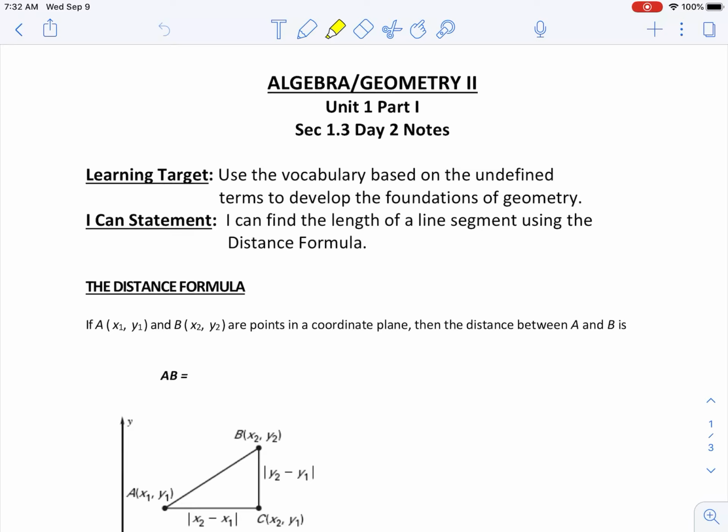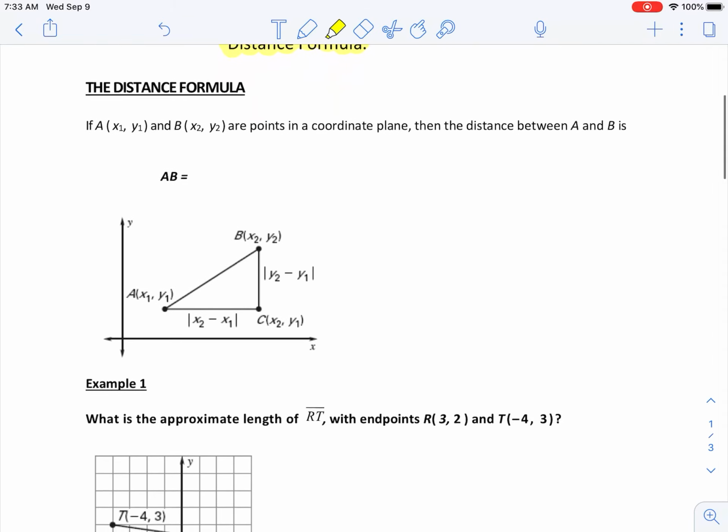Today we're going to do our section 1.3 day 2 notes, which is going to be about the distance formula. As a reminder, we are in Unit 1 and we are still developing our foundations of geometry using our undefined terms, point, line, and plane, and the vocabulary that we've gone through in the unit up to now. The I can statement, as you can imagine, is I can find lengths of segments using the distance formula.